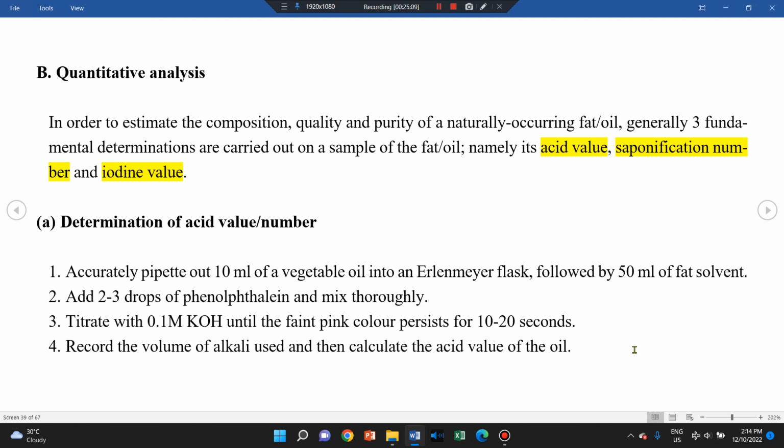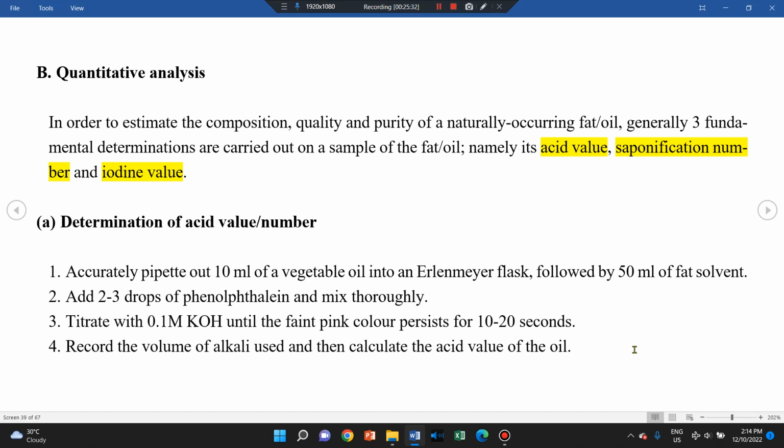The first one is determination of acid value. So you are to take 10 ml of the vegetable oil. Again, one group could be olive oil, another group could be palm oil. You can put it into a flask. It doesn't have to be an aluminium flask. It could be just a beaker. But if it is an aluminium flask, good enough.